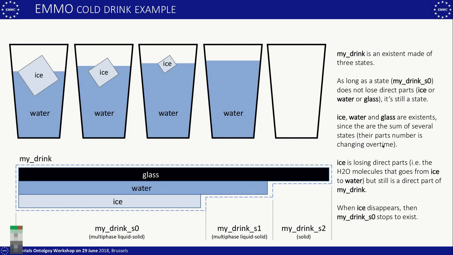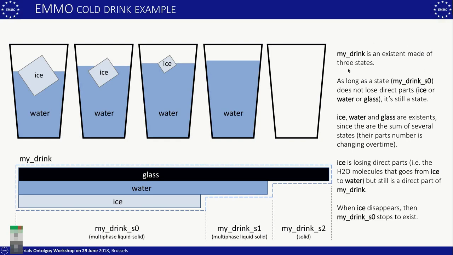I agree. But there is also an evolution of states between the three first pictures. No, so there is an evolution as soon as you increase granularity. Yes, of course. This is correct. This is exactly what we want to say here. Ice is losing direct parts. Ice is losing parts. They go from ice to water. So it means that ice is an existent made of several sub states.